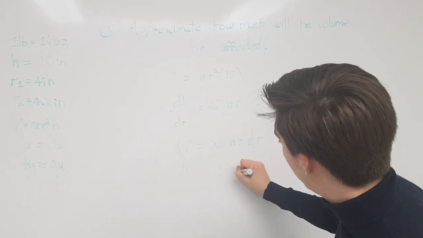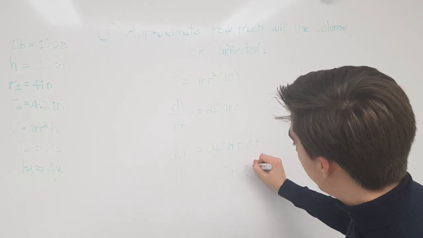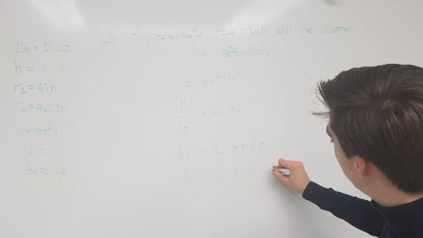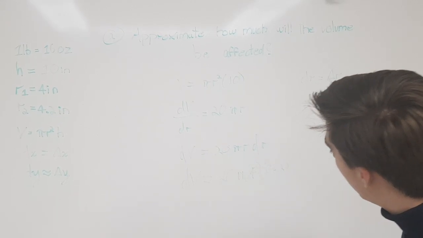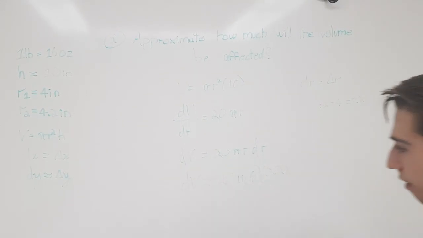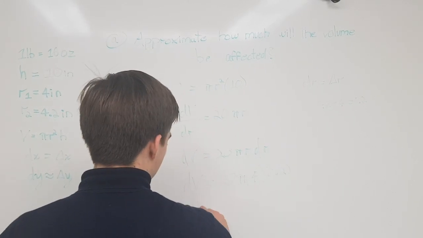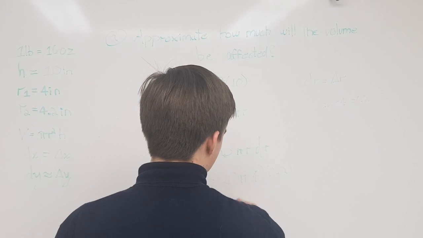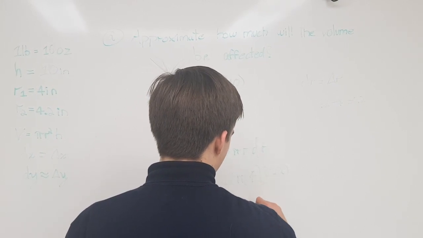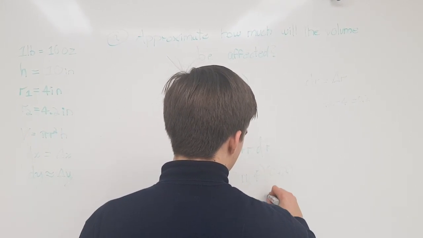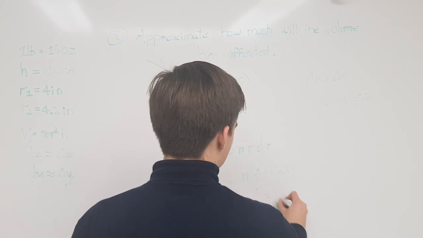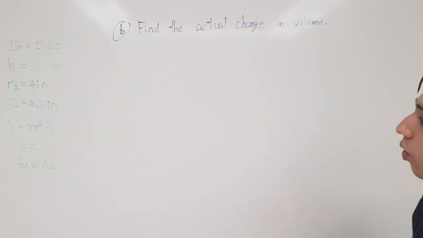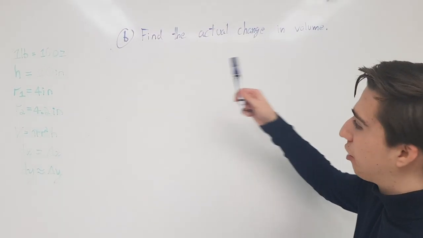We have the dV, the differential of volume, is equal to 20 pi times 4, it doesn't matter which of the two radii you use, times 0.2. Okay? And after multiplying all this, our dV is 16 pi inches cubed. So the second part of the problem asks us to find the actual change in the volume.